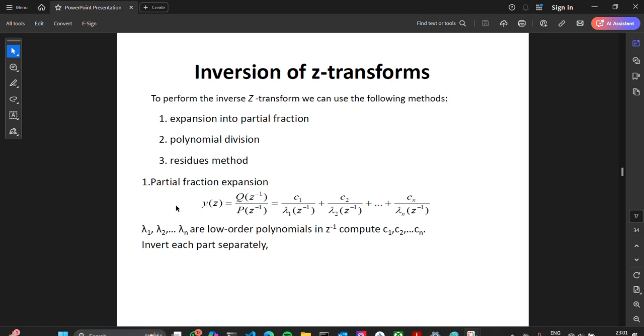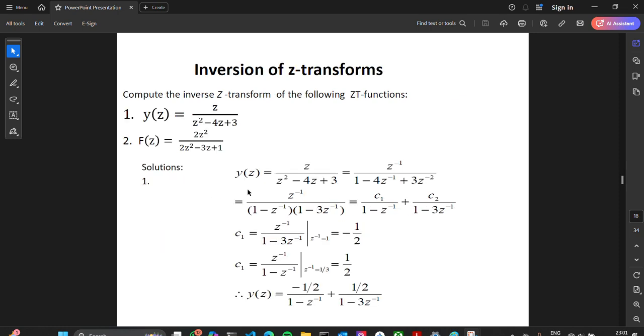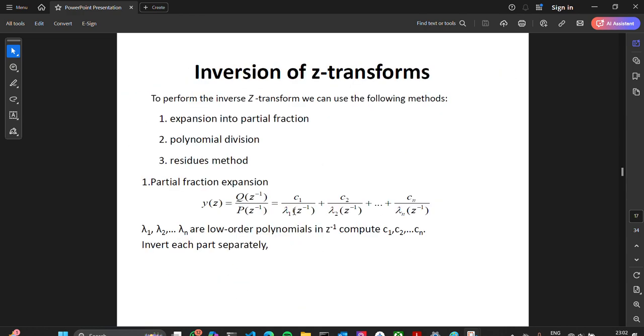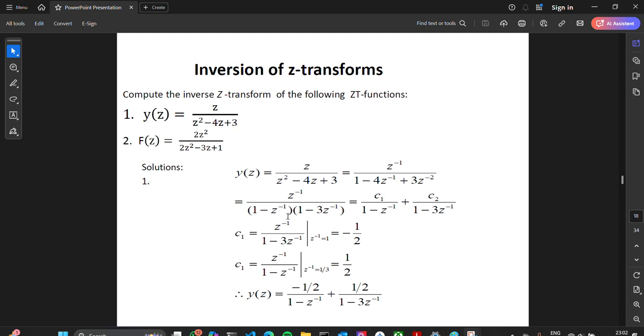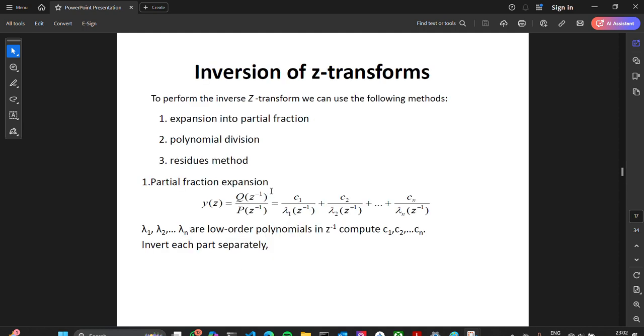Okay, the last thing I'm going to do now is just explain to you how to do the inversion of a Z transform. It's really easy. There's nothing complicated about this. It's literally how you would do the inverse Laplace transform. The only difference is, there are actually three methods to do it: expansion into partial fractions, polynomial division, and residue methods.